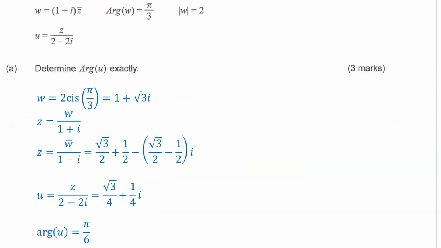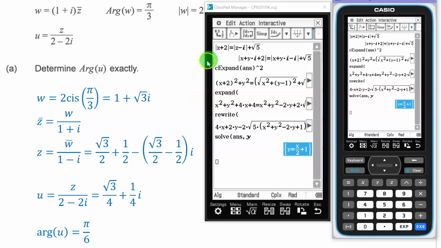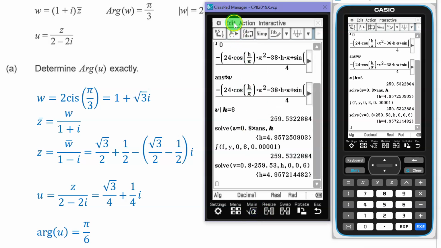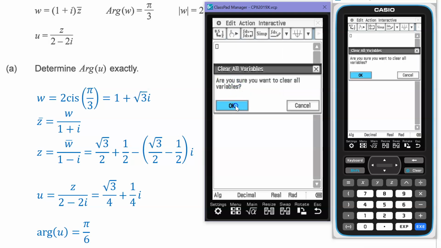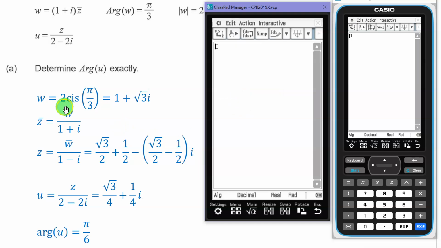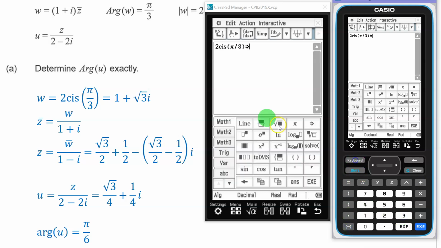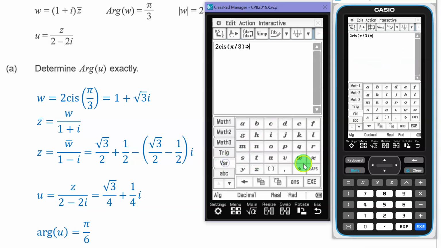Now let's just try it again with a calculator. So here we go. I'll flick my calculator up. Same question. But this time, what has been going on in here? We'll head back to main and do a quick tidy up, edit, clear all, and clear all variables while we're at it. And then off we go. So we know that w, we're told, is 2 cis pi by 3. I could get that going like this: 2, shift 9 for cis, shift 0 for pi, divided by 3. Close the brackets, and then I'll store that as the variable w.